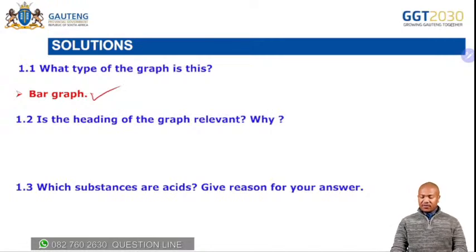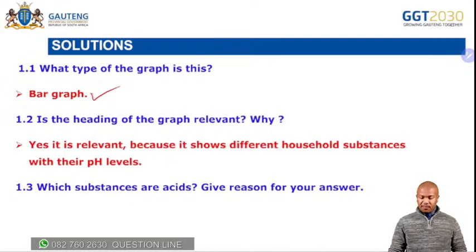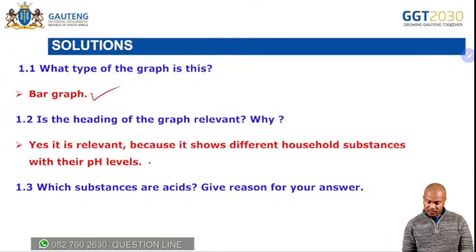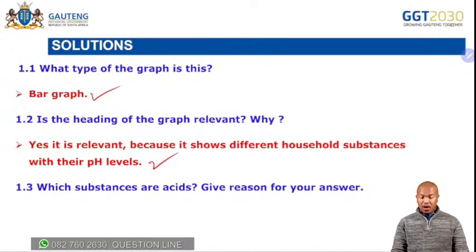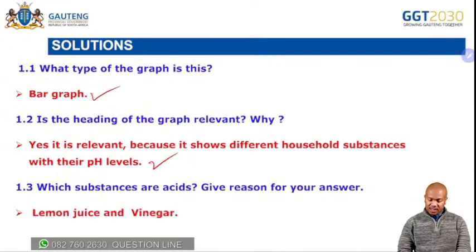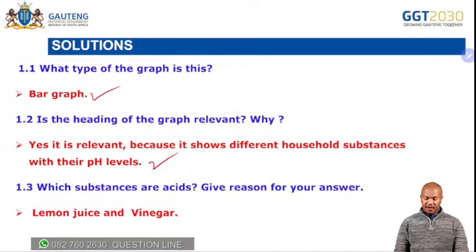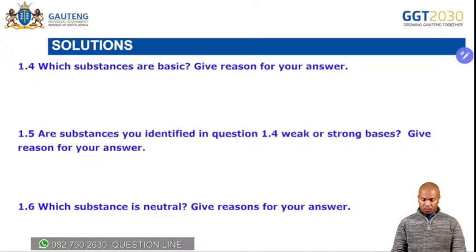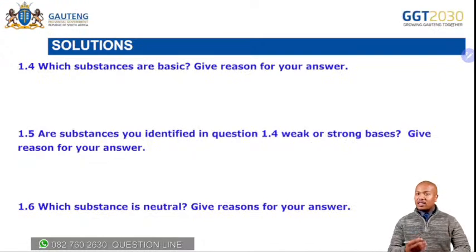1.2, is the heading of the graph relevant? And why do you say so if you say it's relevant? The answer is yes, it is relevant because it shows different household substances with their pH levels. 1.3, which substances are acids, and give reasons for your answer. The substances which are acids are your lemon juice and vinegar. Now, why do we say so? It is because they show a different color when tested on the indicator, which is pink or red.